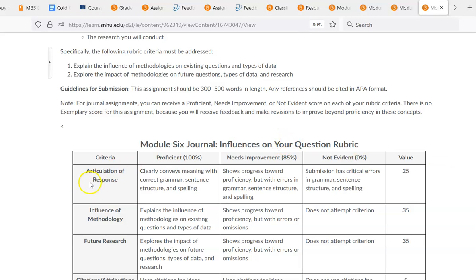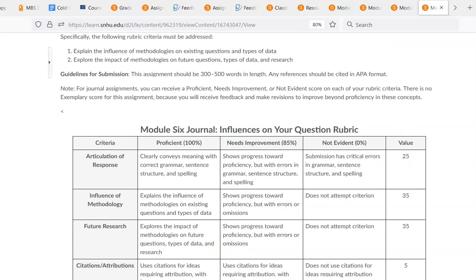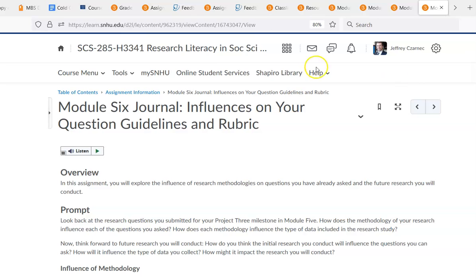And again, as always, articulation of responses at the top, which means grammar, sentence construction, and spelling is critical for all of our disciplines, especially here in the social sciences and problem-solving disciplines. We have to be very, very clear. We can't be misunderstood. All right, so that's your Mod 6 journal.